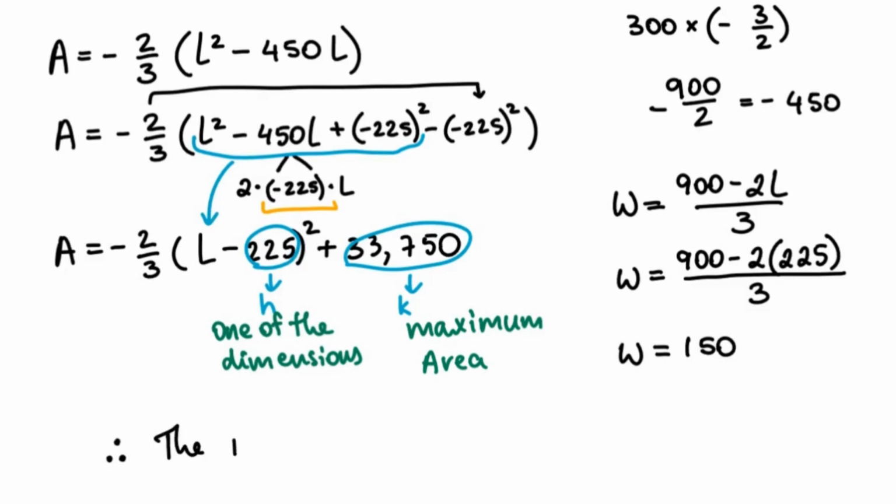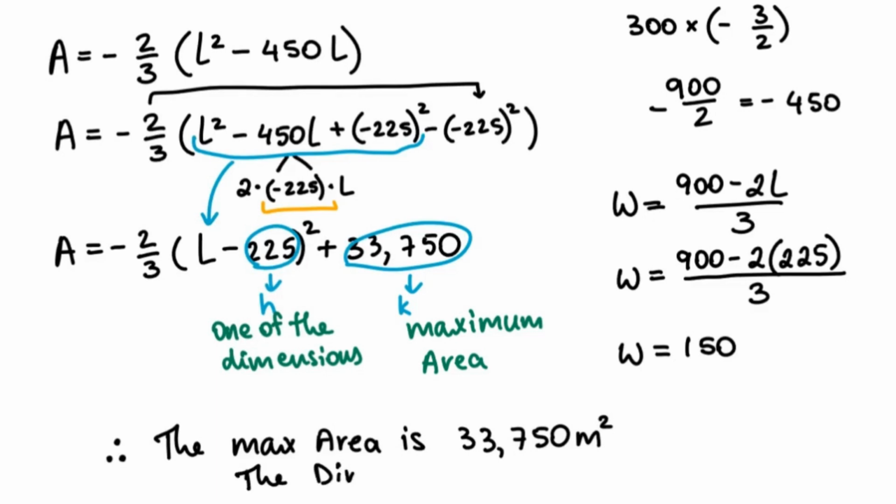So the max area is 33,750 meters squared. Units are very important. The dimensions are 225 meters and 150 meters.